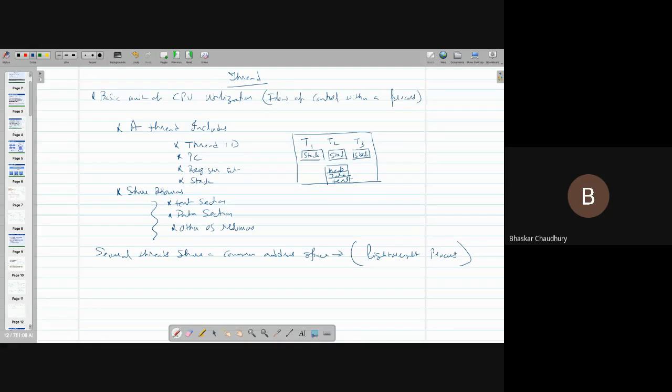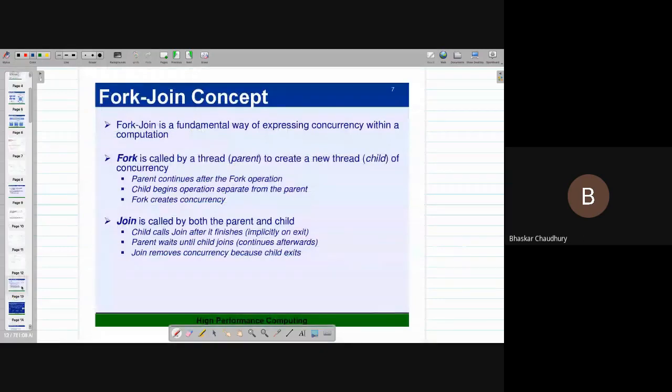So today we'll restrict our discussion up to this, as far as threads and processes are concerned, and we'll move ahead. Later on we'll come back to the discussion of thread and process in a little more detail. Now let's go ahead and talk about the programming part. The fundamental concept you are going to use for OpenMP based multi-threaded programming is called the fork-join concept, which is a way of expressing concurrency within a computation.